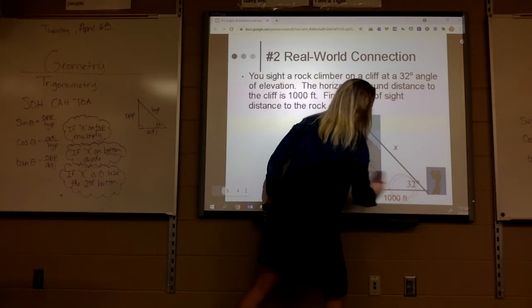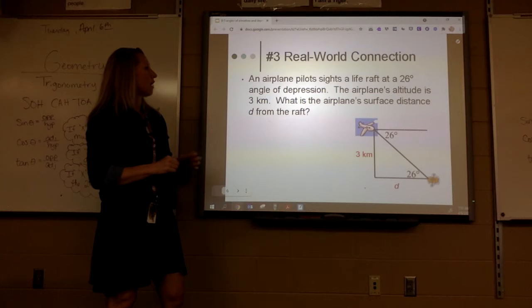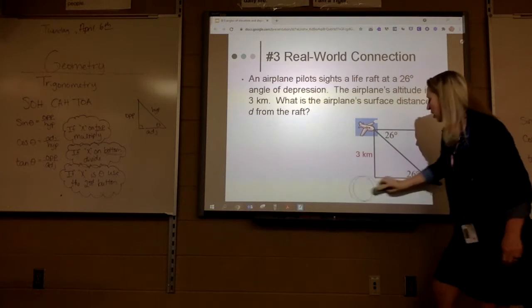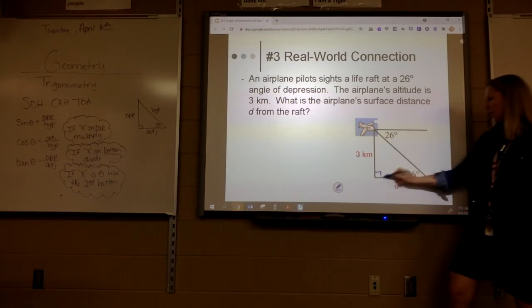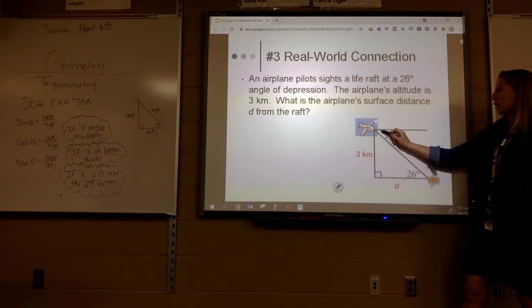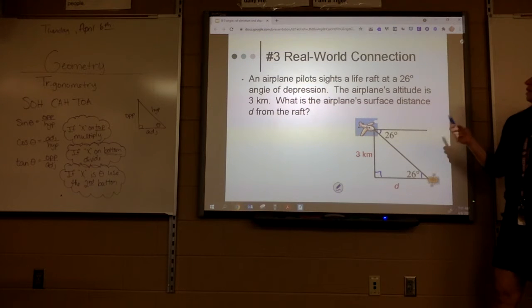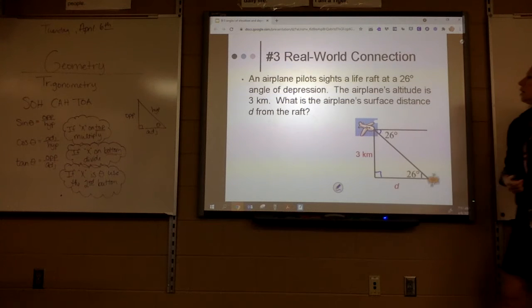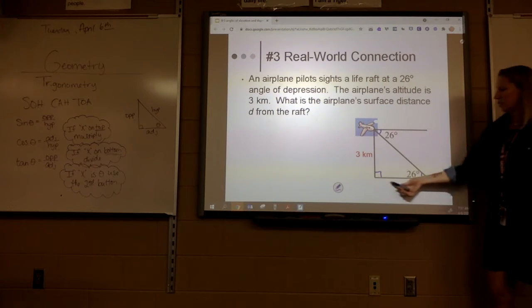I think I just have a couple more. This one says an airplane pilot sights a life raft at a 26-degree angle of depression. I wanted to put an angle of depression problem on because I want to make sure you realize that the angle still always goes right down here by the right angle, because the angle of depression and the angle of elevation are always the same. The airplane's altitude, or height, is 3 kilometers. What is the airplane's surface distance from the raft? Surface distance from the raft.